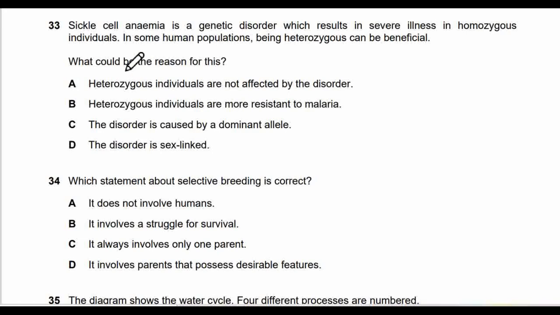Now let's see question 33. Sickle cell anemia is a genetic disorder which results in severe illness in homozygous individuals. In some human populations, being heterozygous can be beneficial. What could be the reason for this? Heterozygous are not affected. 33A. The benefit is heterozygous are more resistant to malaria. Okay, that will be the benefit for question 33.